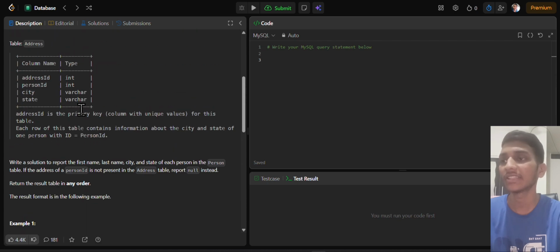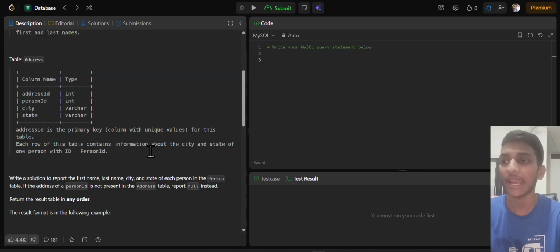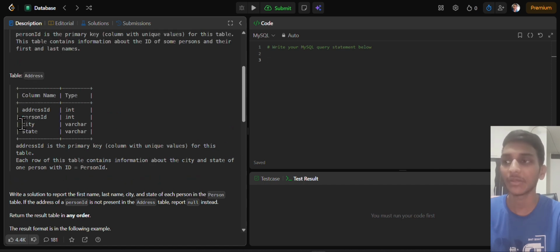Okay, we can see the example. That means we have to write a solution to report the first name, last name, city and state of each person in the person table. If the address of person ID is not present in the address table, we have to report null instead. So the address of a person ID, we have to give null, and the address of the person ID is from the address table, that is city and state, in the output table.